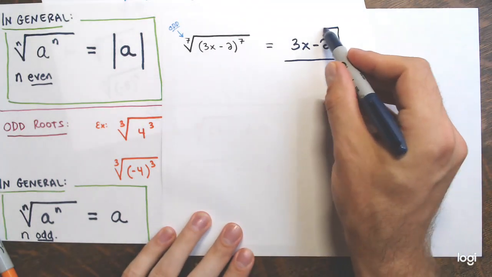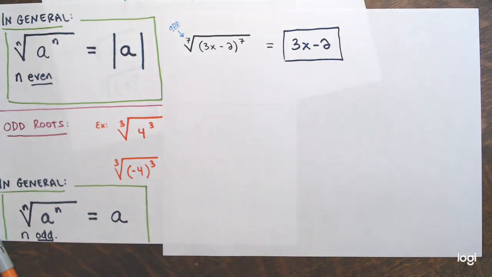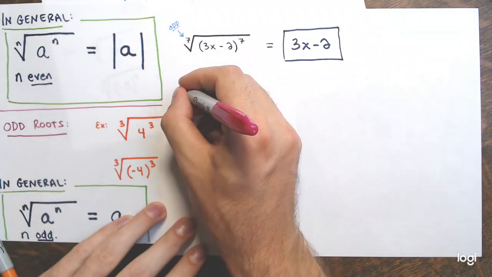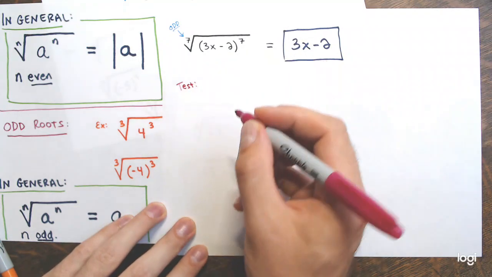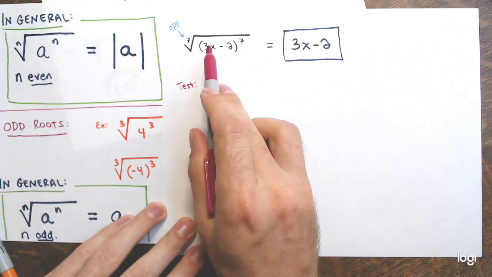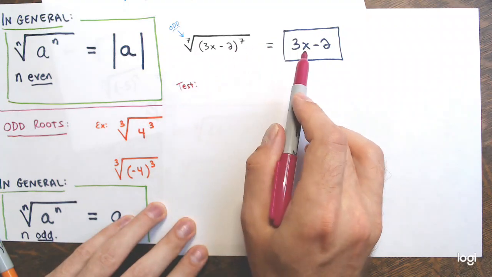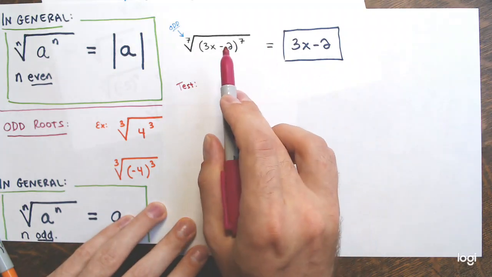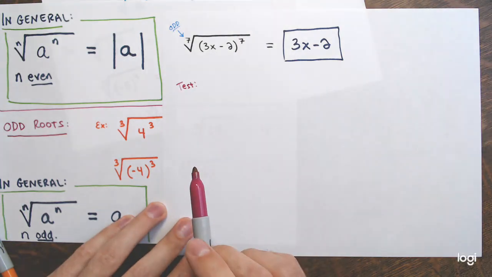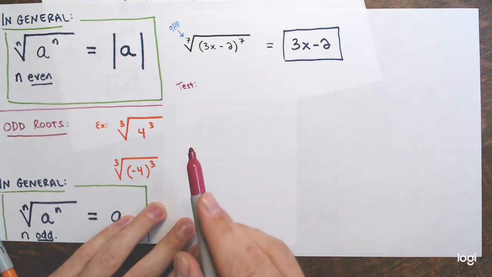I'll box that in or something. All right. And if you want to test it out, you can test it out with a few values. If this expression truly is equal to 3x minus 2, then they should be equal no matter what I plug in for x, right? This should be a true statement.